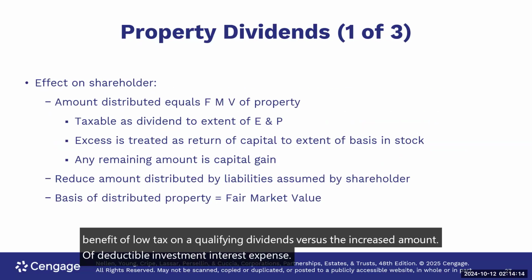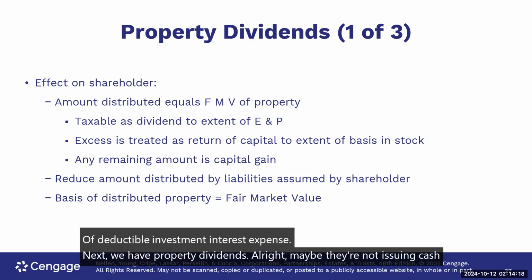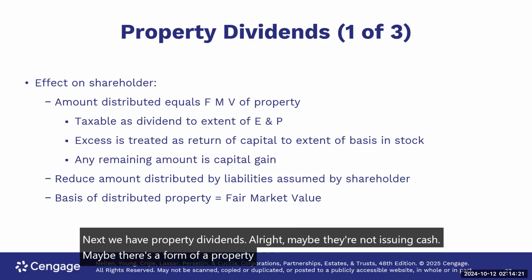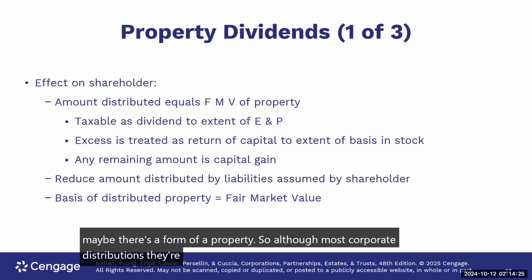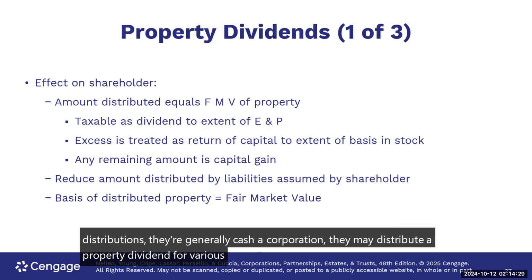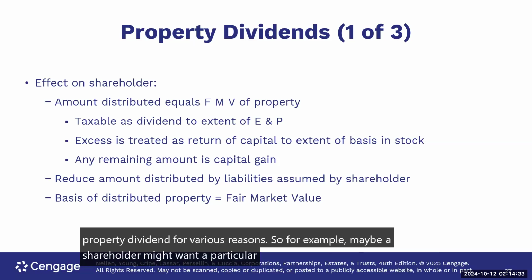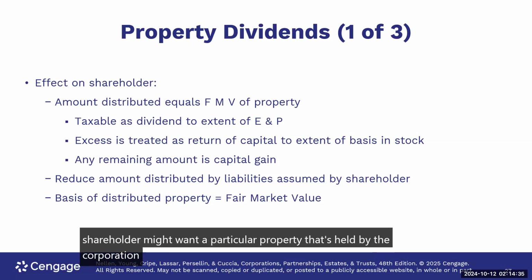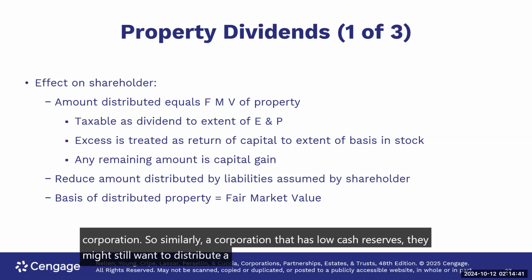Next, we have property dividends, all right? Maybe they're not issuing cash. Maybe there's a form of property. So although most corporate distributions are generally cash, a corporation may distribute a property dividend for various reasons. For example, a shareholder might want a particular property that's held by the corporation. Similarly, a corporation that has low cash reserves might still want to distribute a dividend to its shareholders.